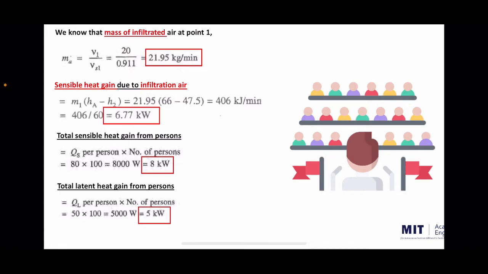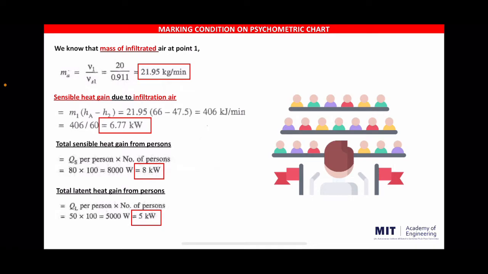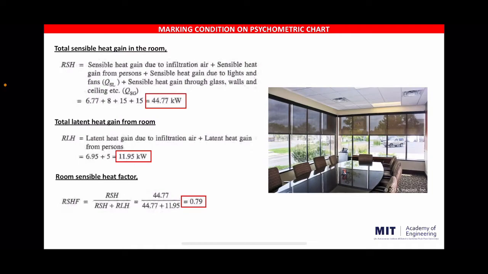So the total sensible heat in the conference hall is 8 kilowatt, which is only coming from the persons sitting there. Similarly, the latent heat from the person is also 50 watt per person multiplied by the total number of persons in the hall, which gives us 5 kilowatt. So we find out the total sensible heat gain from persons and the total latent heat gain from persons.